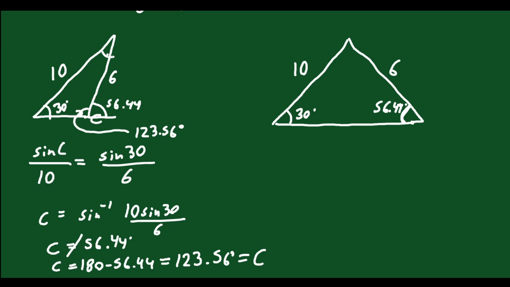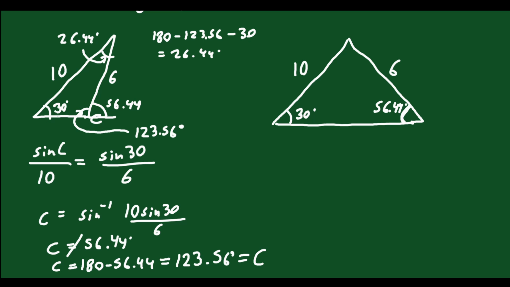So you could say 180 minus 123.56 minus 30, right? That's going to equal what? Well, that ends up equaling 26.44 degrees. So this angle here is 26.44 degrees. So you now have all the angles, and you have two of the sides.